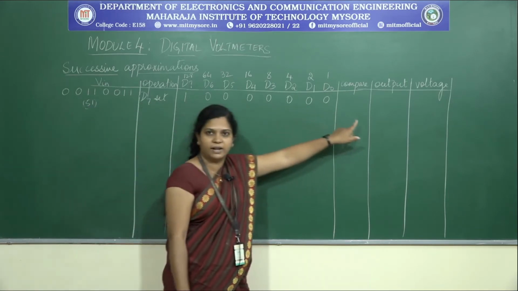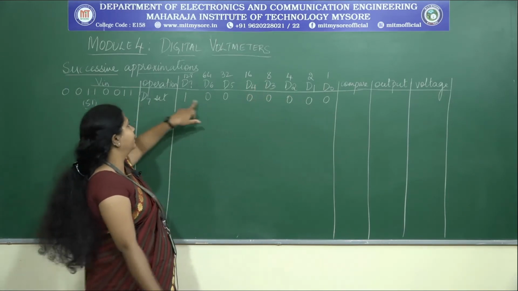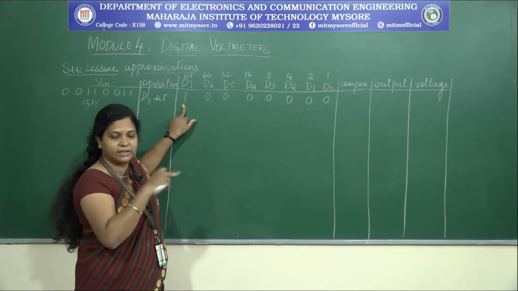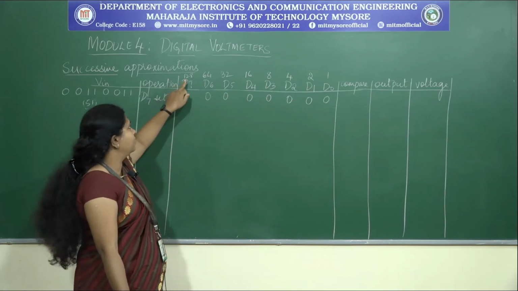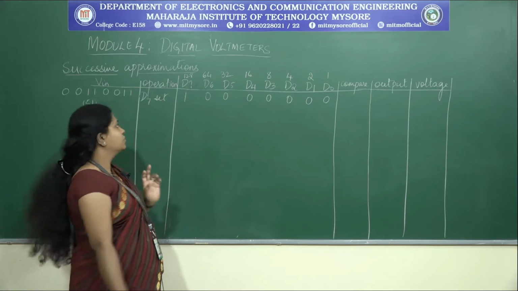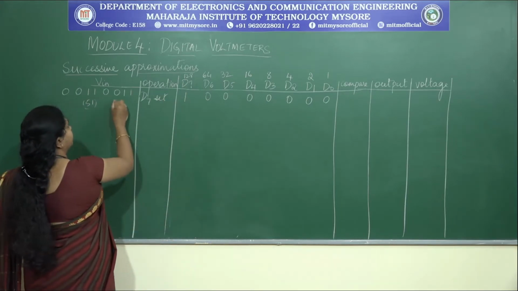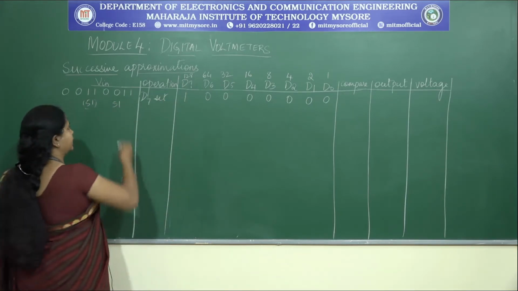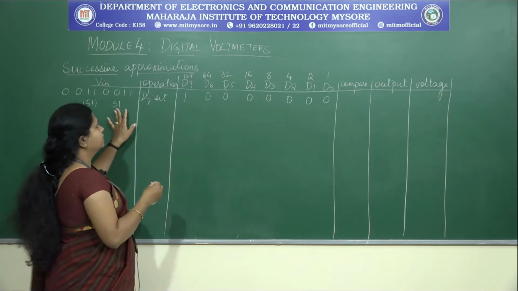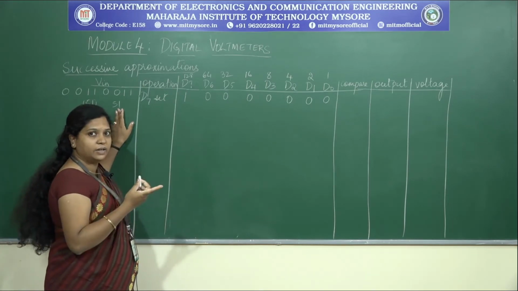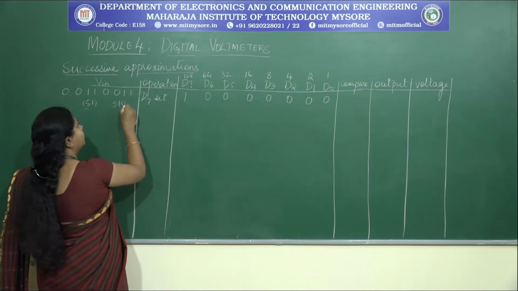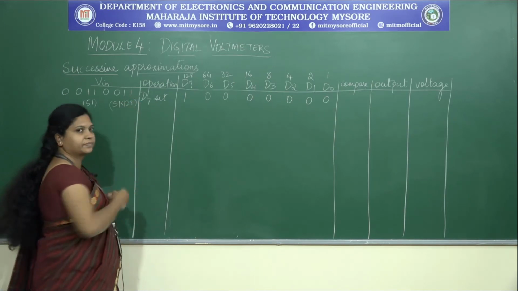See, can you find anywhere else you can find 1? No, you are finding 1 only at the bit D7, the MSB bit. So, what is the value it is carrying? 128. Now, can you tell me, the input is 51, V in, what is happening to V in? Is it less than or greater than 128? It is less than 128.